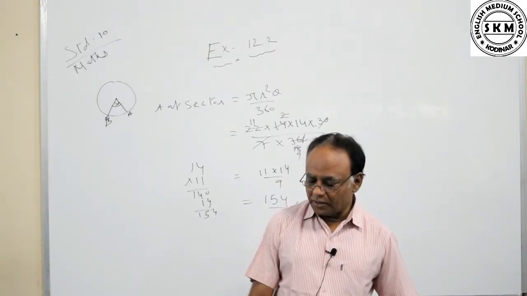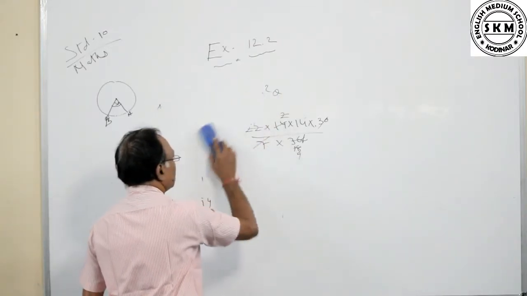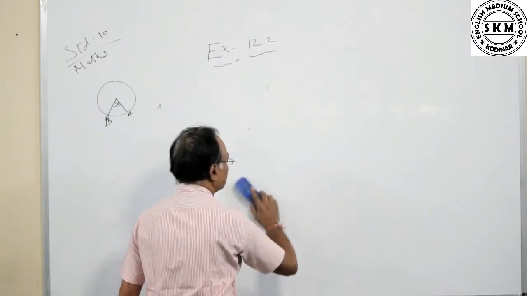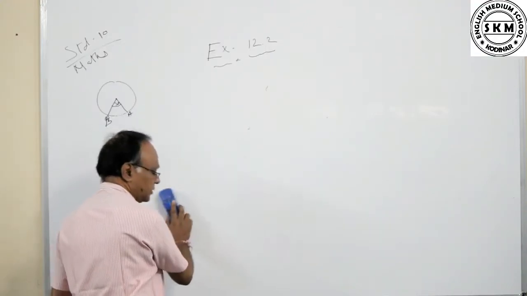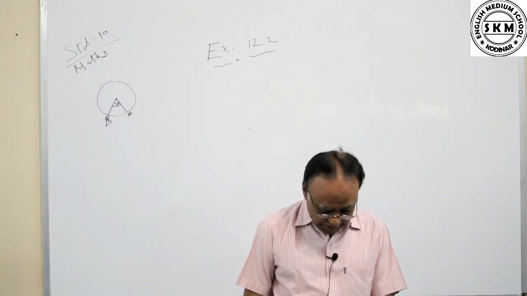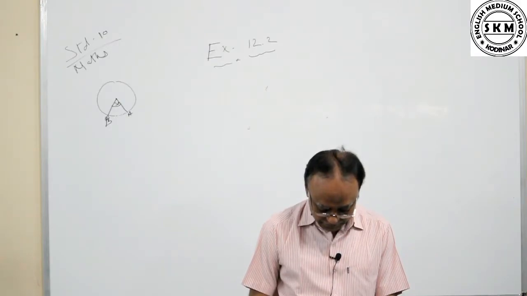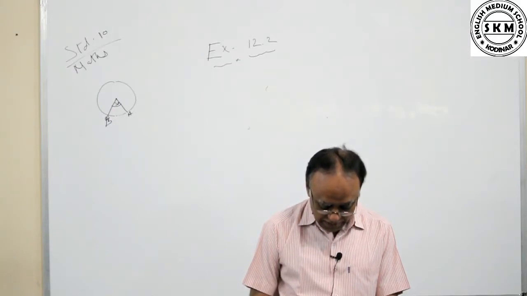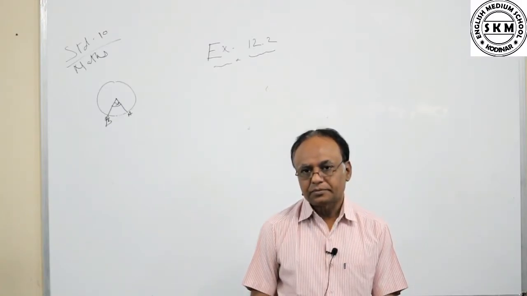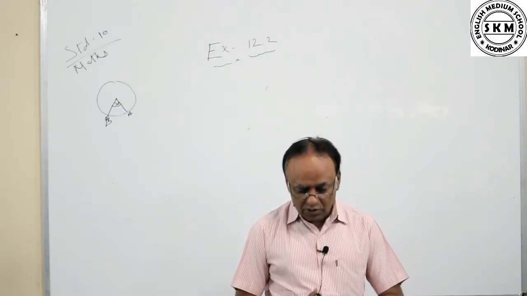Fourth example: a chord of a circle of radius 10 centimeters subtends a right angle at the center. Find the area of the corresponding minor segment and major sector. Use pi equal to 3.14.